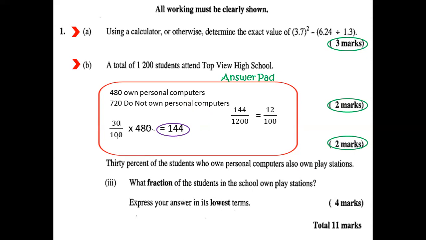And so 144 can go into, dividing both here by 12, right? So 12 into 144 was 12 times, and 12 into 1,200, 100 times. And actually, we can simplify our answer yet by dividing the numerator and the denominator by 4, giving us 3/5. So 3/5 of the school own personal computers.